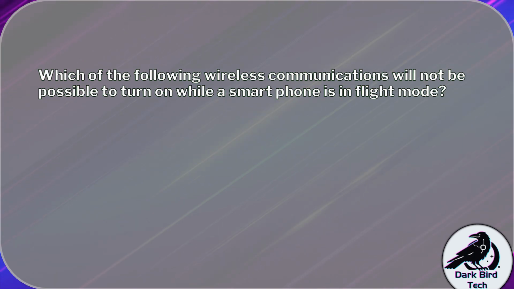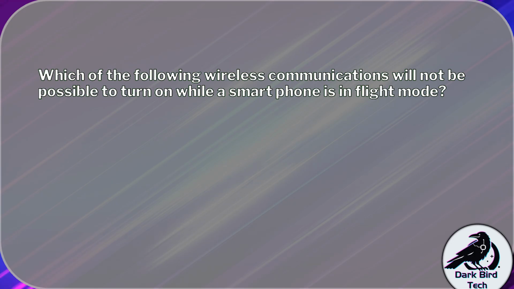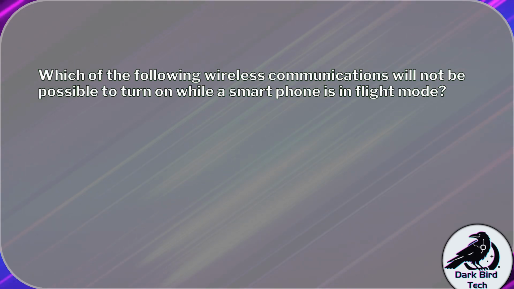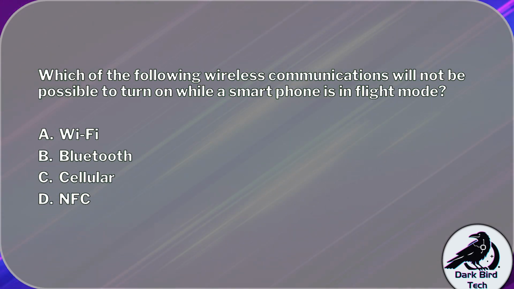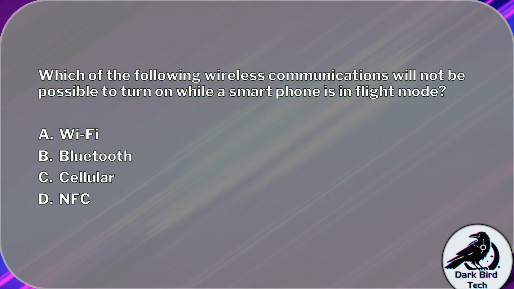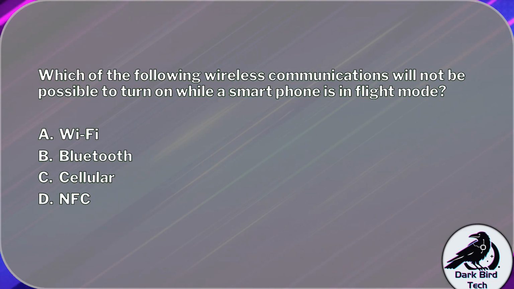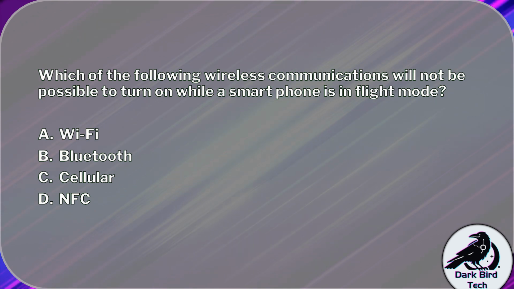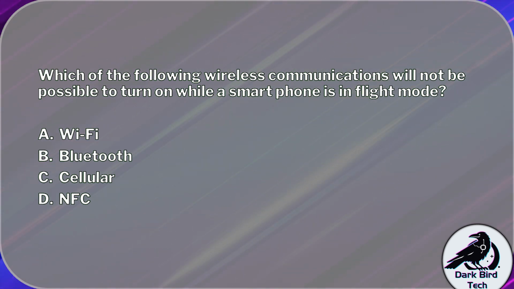Next, which of the following wireless communications will not be possible to turn on while a smartphone is in flight mode? Okay, this should be interesting. If you want to think about the options, pause. Otherwise though, let's check them out. Wi-Fi, Bluetooth, cellular, and NFC. So this question is looking at, okay, the person puts flight mode or airplane mode on their phone. That usually turns off all wireless communications, but you can turn some back on.